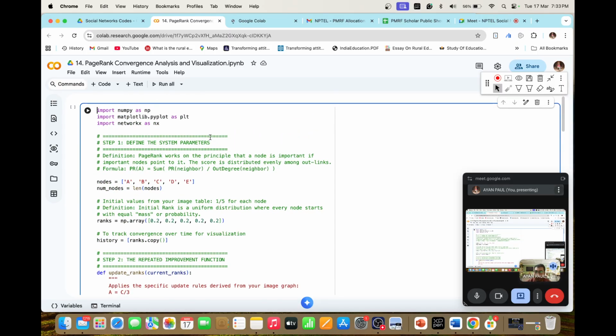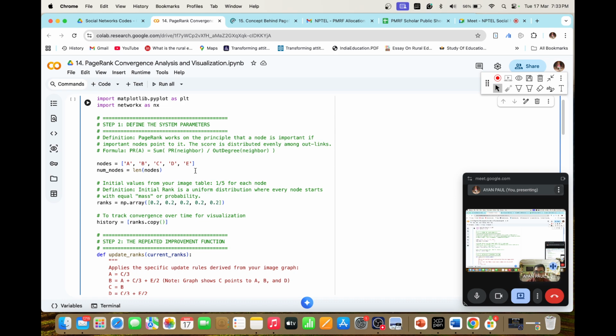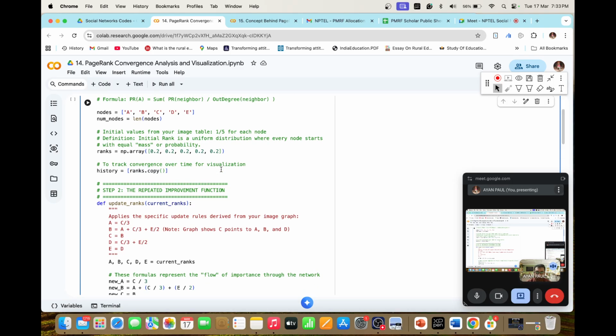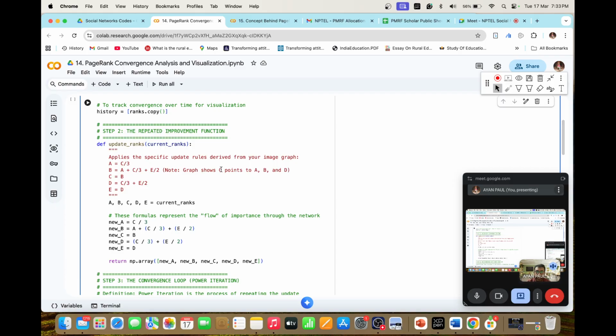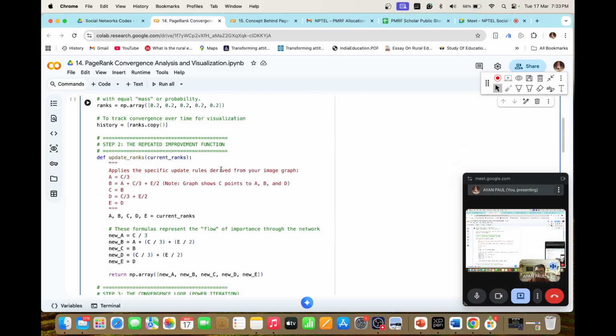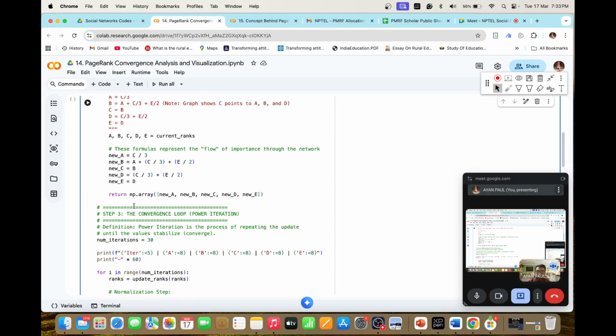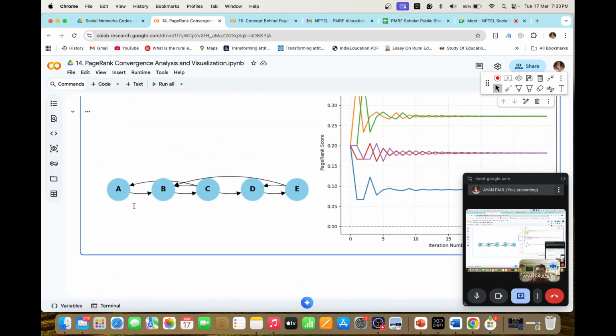So what we will do, we will define the system parameters. We have 5 nodes, and then we will give 0.2 initial rank to all of them. Then we will apply the rules: A equals C by 3, B equals A plus C by 3 plus E by 2, C equals B, D equals C by 3 plus E by 2, and E equals D. By this we will update it and you will see the result.